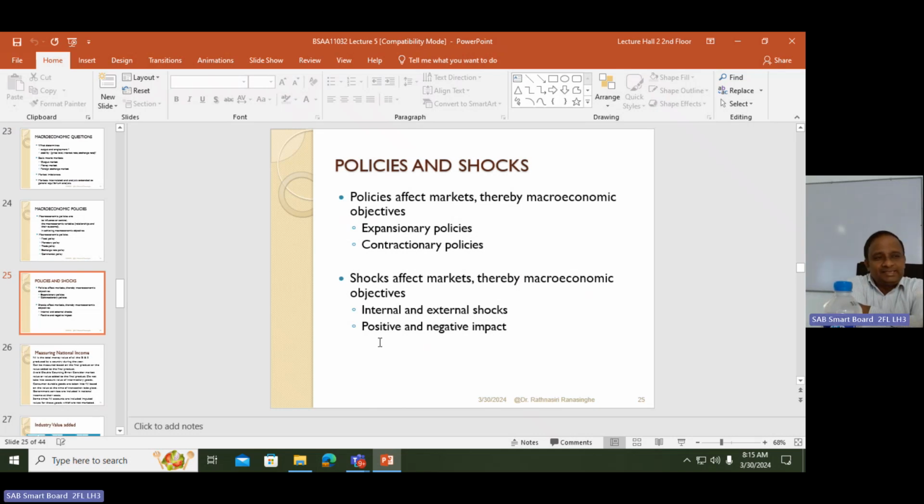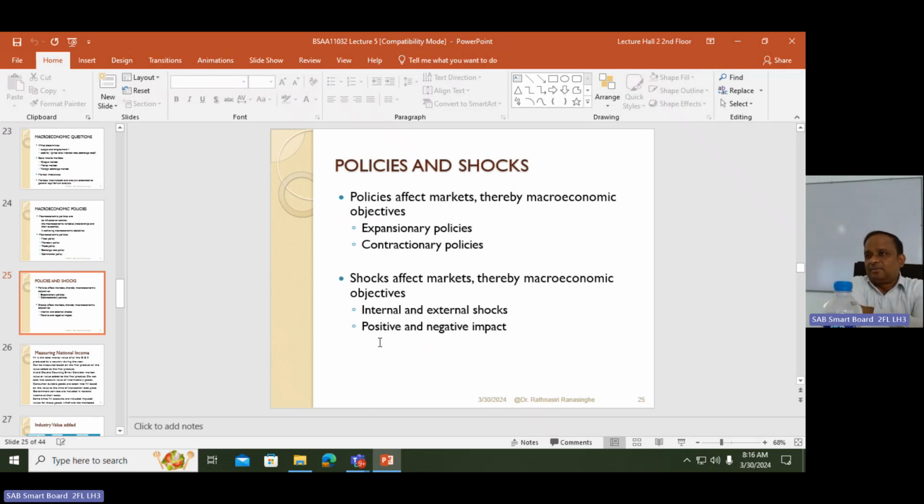Because these policies also affect the market and thereby macro variables and macro objectives. The shocks also affect the market in the same way, the money market or the capital market. If there's a shock, something financial price, that is an external shock coming from the external environment, so that may have an effect on different markets.